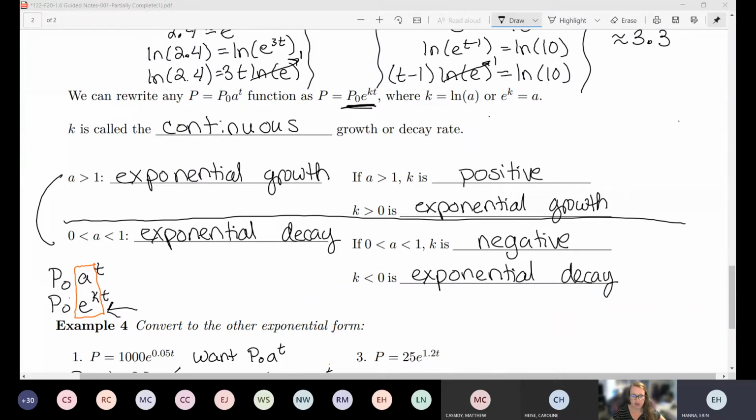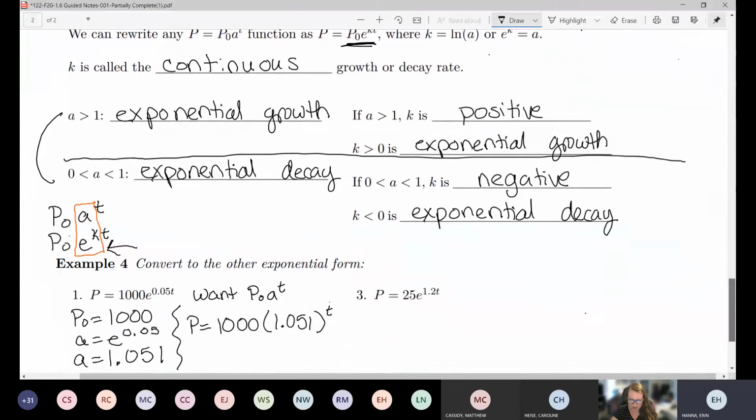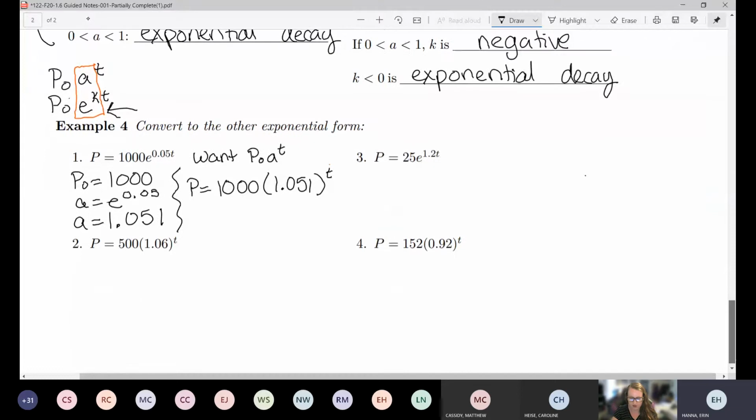Even though they're used in different ways, with a continuous rate versus a not continuous rate, we can always find the equivalent equation in the different forms. So no matter what form we're given, we can always find an equivalent in the other form. And that's what we stopped at last time. We did one example of it, but we've got 3 more to go over.